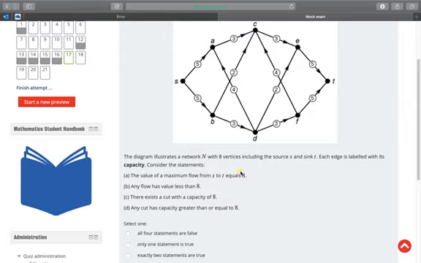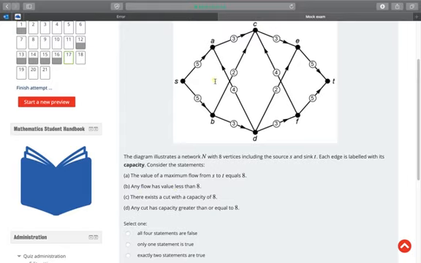So what is the value? Before we address these, we know the key theorem is that the value of a maximum flow is equal to the capacity of a minimum cut, or maximum value is equal to minimum capacity. In general, the value of any flow is less than or equal to the capacity of any cut. Only when those two numbers come together is one maximum and the other minimum.